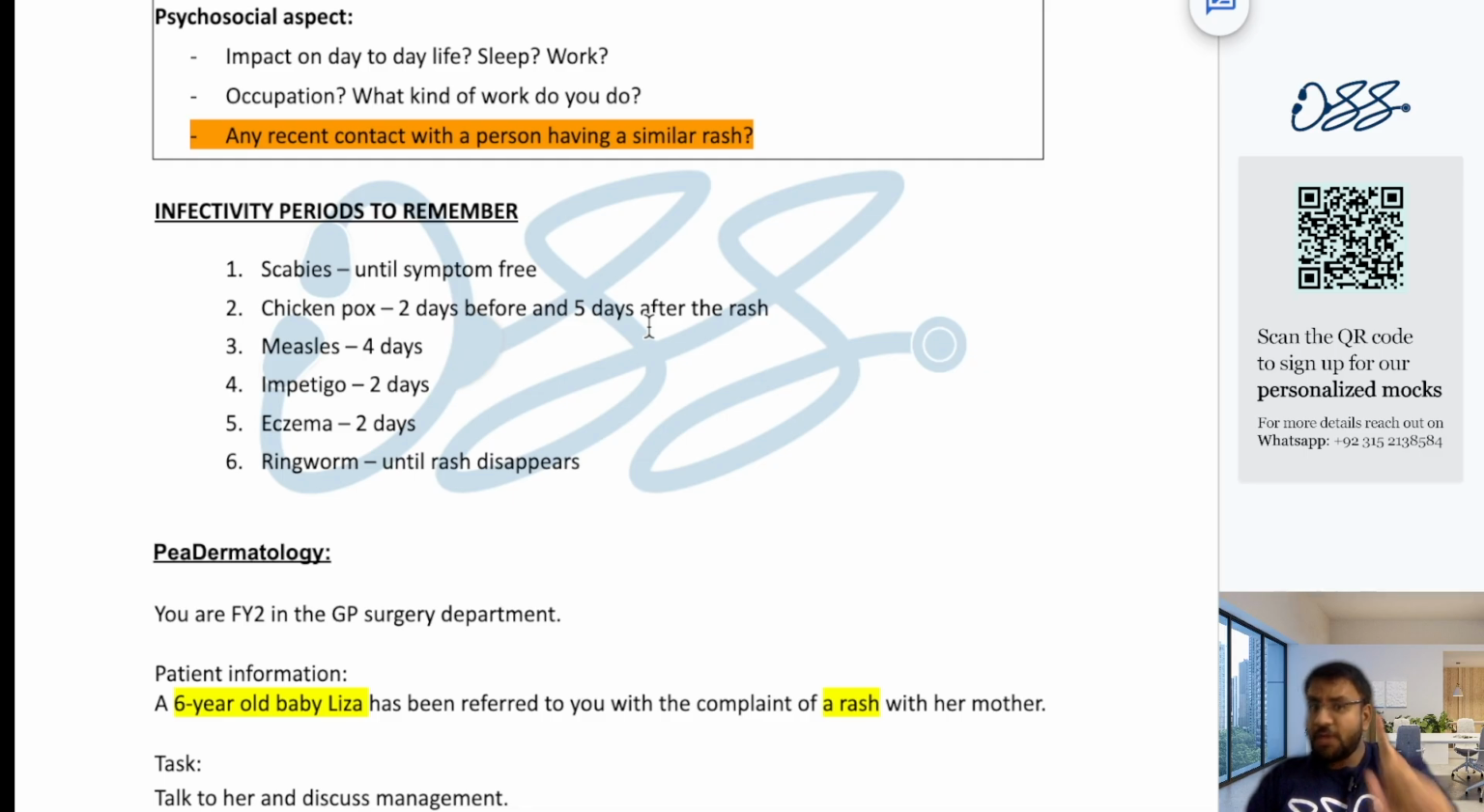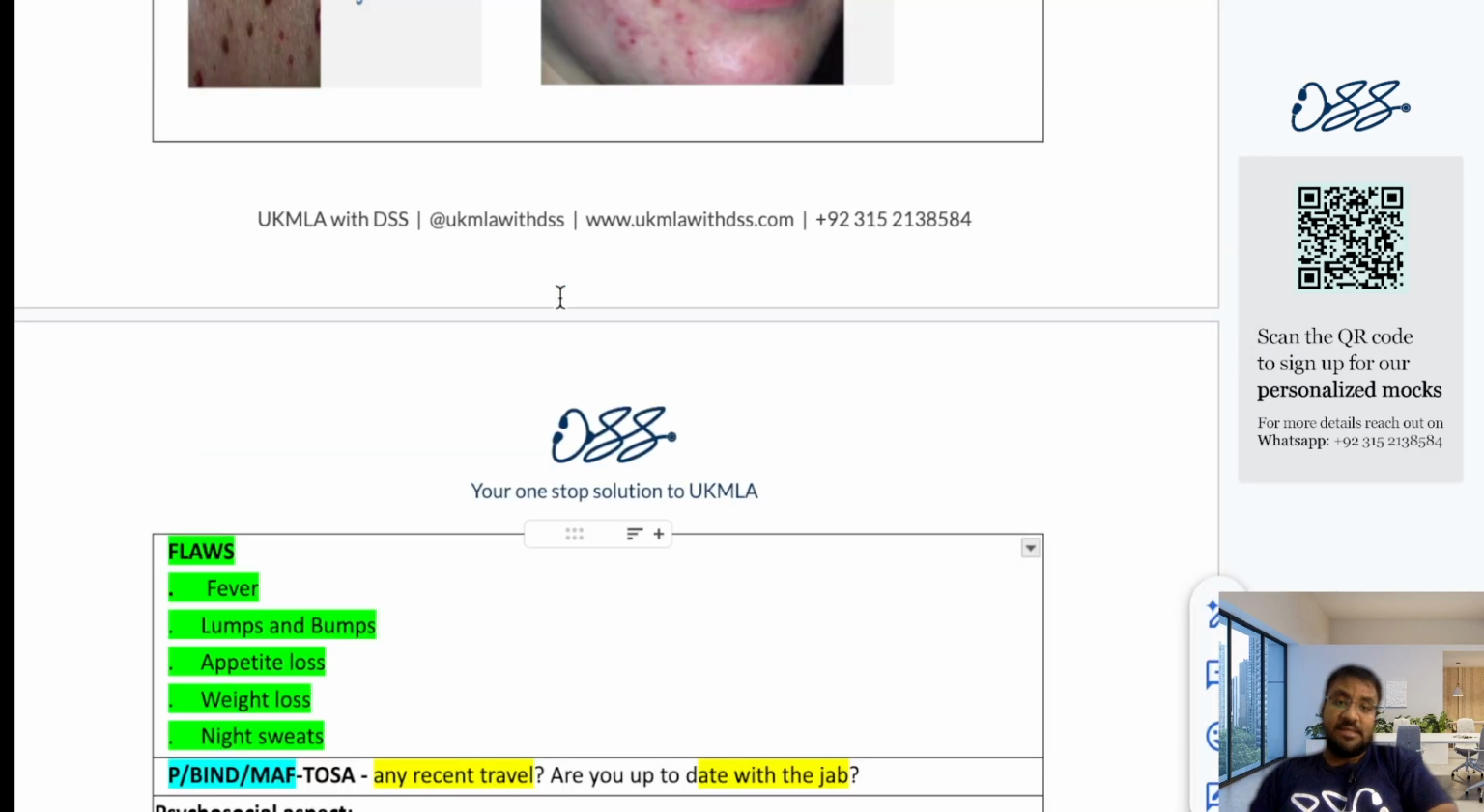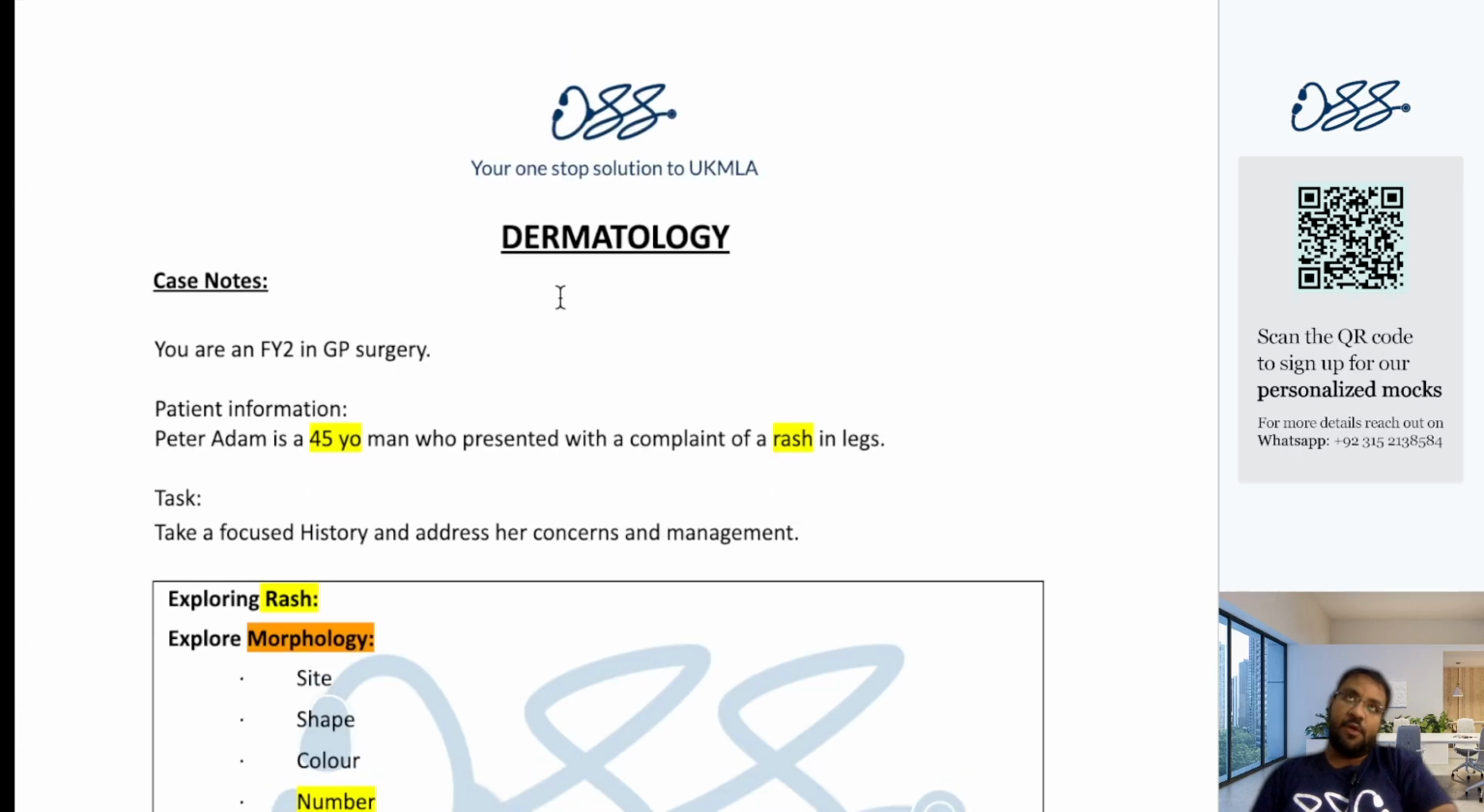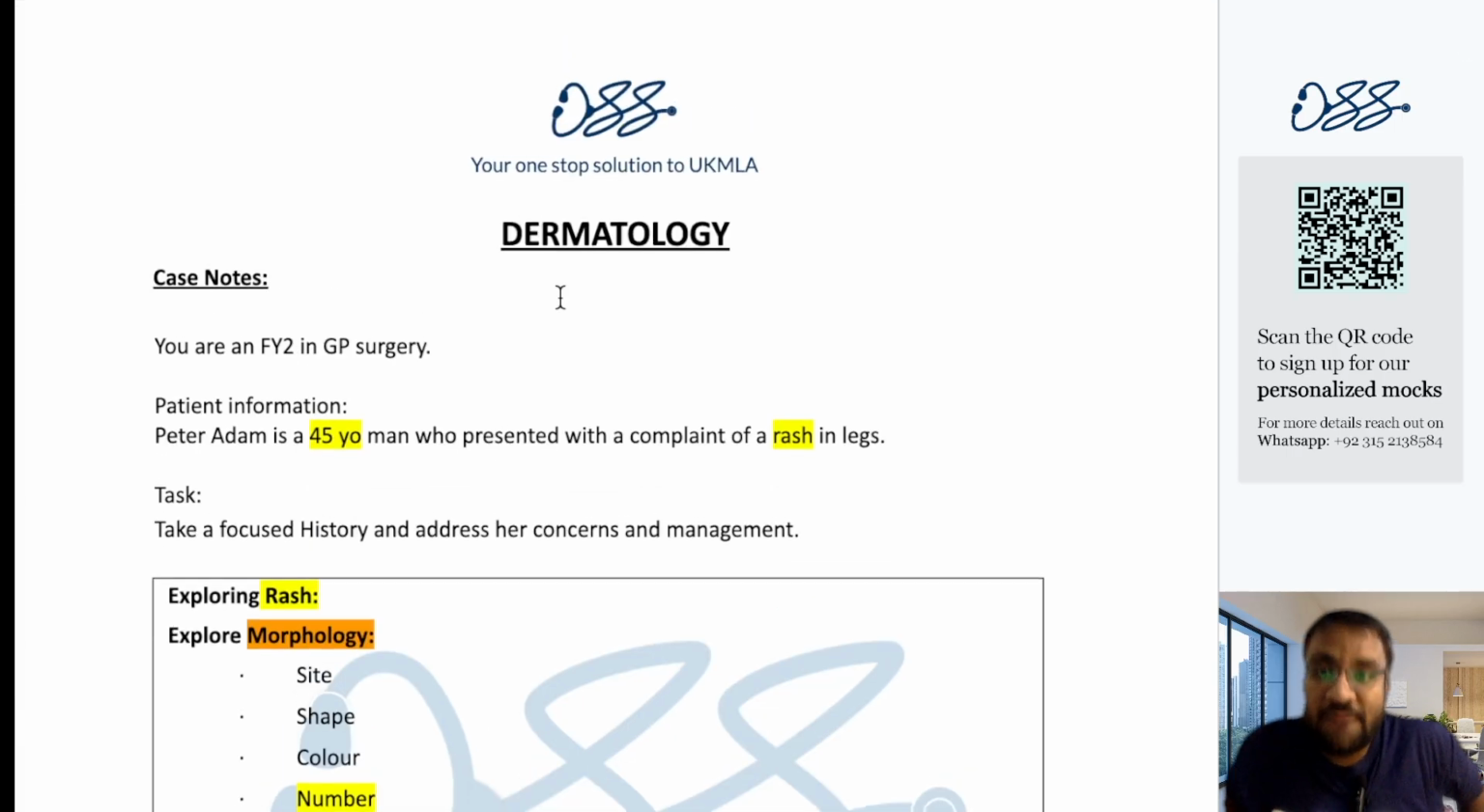So that's one concern. Other than this, they may be dropping some more concerns. For example, they may say: doctor, I have a pregnant woman at home, or I have someone elderly at home who is usually sick and usually ill. So for how long should I be staying away from them? You should know about this infectivity period so that you can answer this question. Very important.